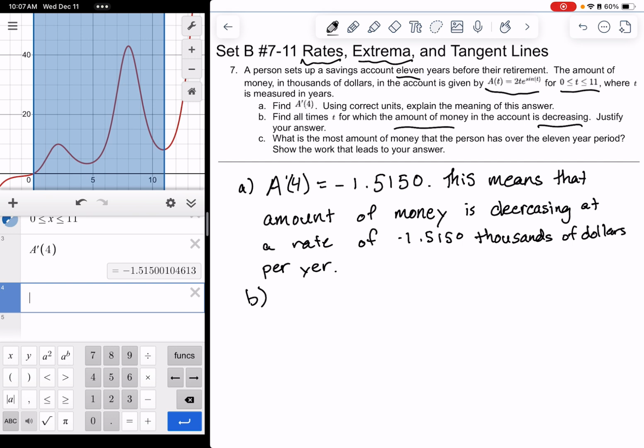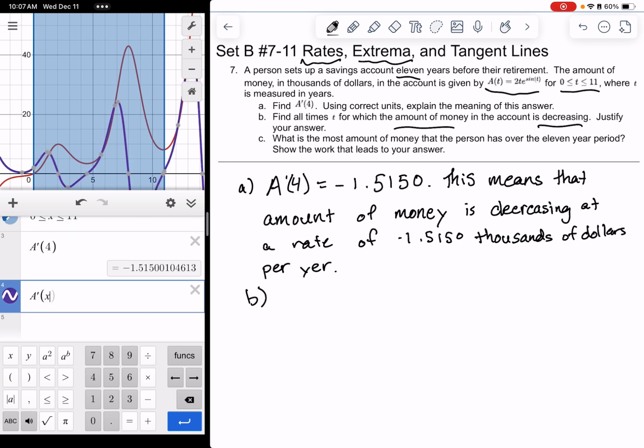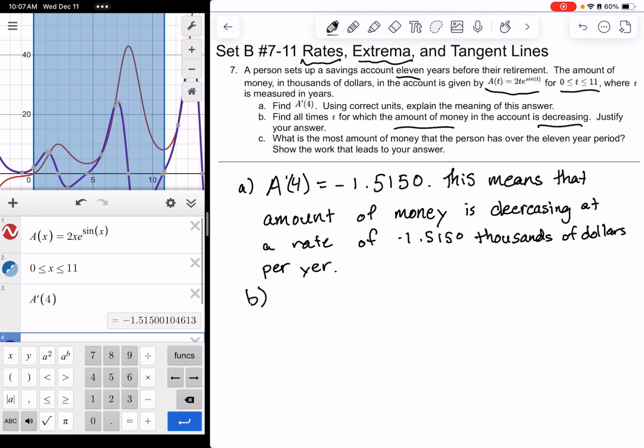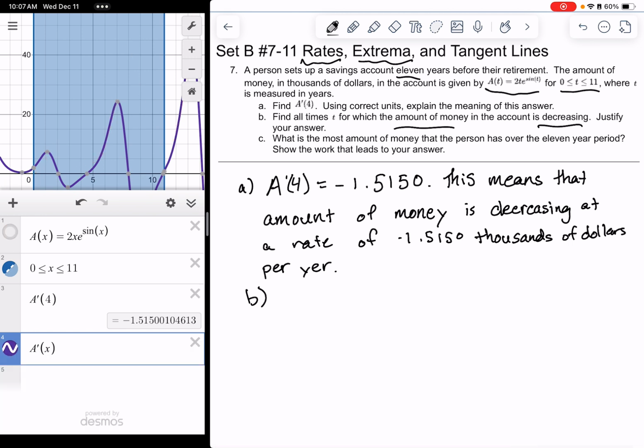So to graph the derivative, which would help me here, I'm just going to type A prime of x. And I'm going to turn off the original red graph. Now what I'm looking for is any time that I'm at a positive height, above the x-axis, over this interval. Well, it appears to be true from 0 to this point, which is 2.07393.